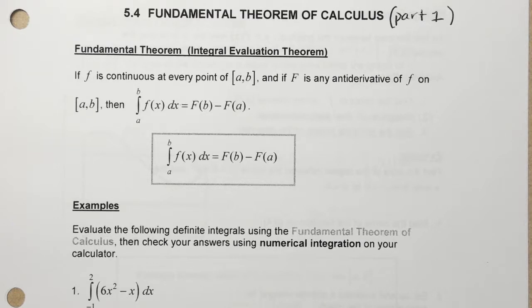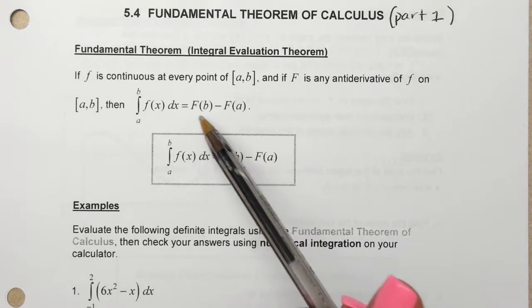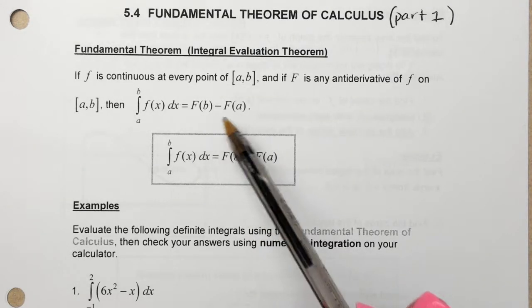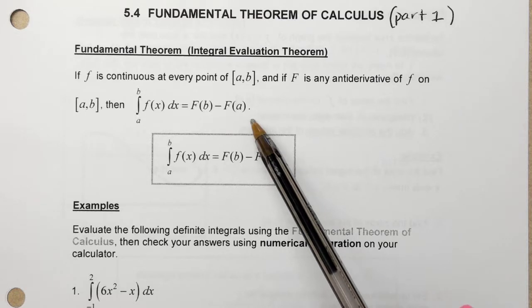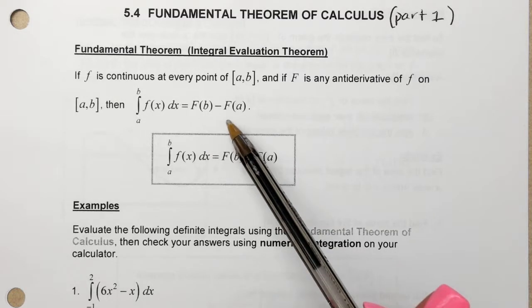So the fundamental theorem, otherwise known as the integral evaluation theorem, states that if f is continuous at every point on the interval a to b, and if capital F is any antiderivative of f on the interval a to b, then the integral from a to b of f of x dx is equal to capital F of b minus capital F of a. So remember, the capital F's are the antiderivatives.